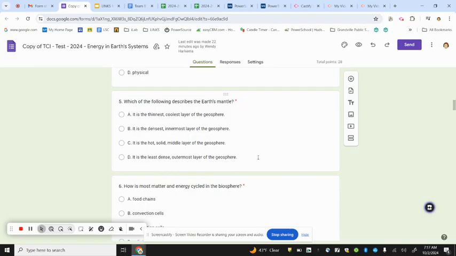Number 5, which of the following describes the Earth's mantle? A, it is the thinnest, coolest layer of the geosphere. B, it is the densest, innermost layer of the geosphere. C, it is the hot, solid middle layer of the geosphere. Or D, it is the least dense, outermost layer of the geosphere.